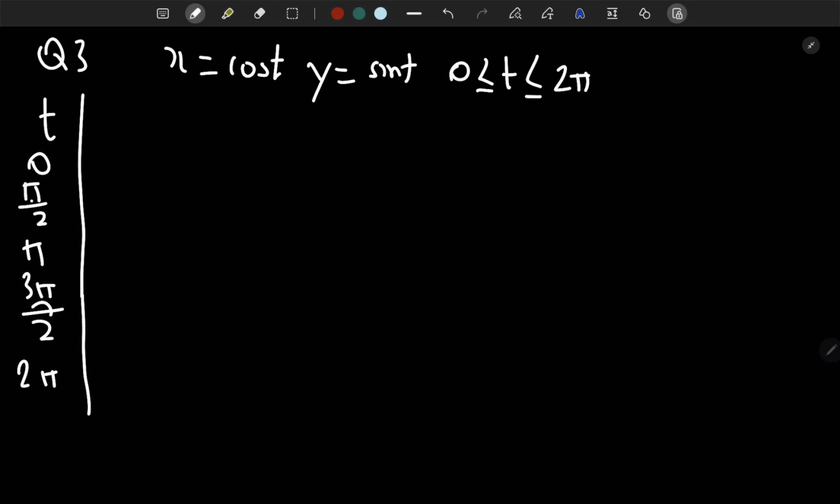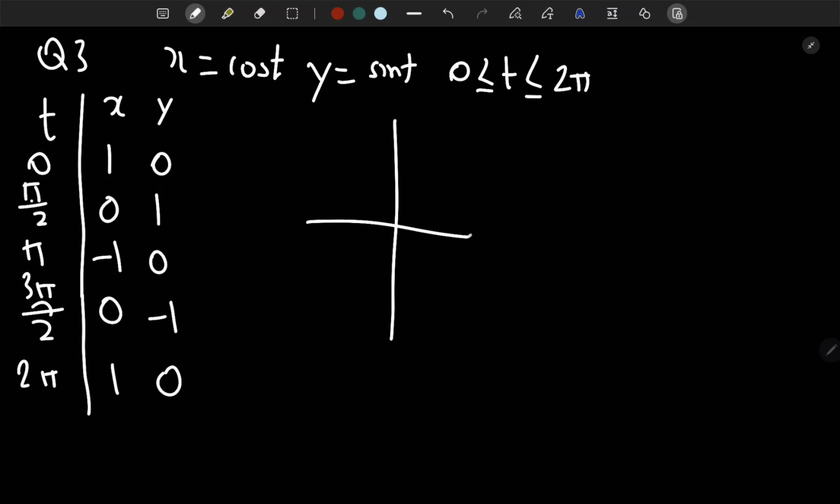And when t is 0, it's (1, 0); then (0, 1), (-1, 0), (0, -1), and (1, 0). These are x and y. So now let's graph it.